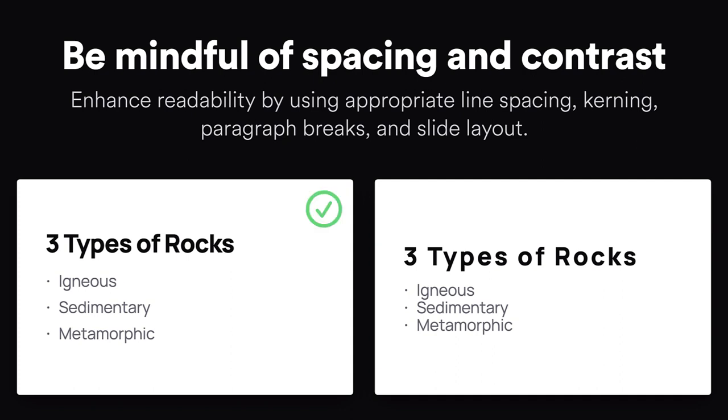But on the right, my title is kerned out, which means the letters are widely separated. And it might look cool, but it's much harder to read and harder for the brain to understand when the letters are so widely spaced. Additionally, my 3 bullets are really tightly packed, and so they're not distinguishable from one another in a really quick and easy way. So it's not a very good design.